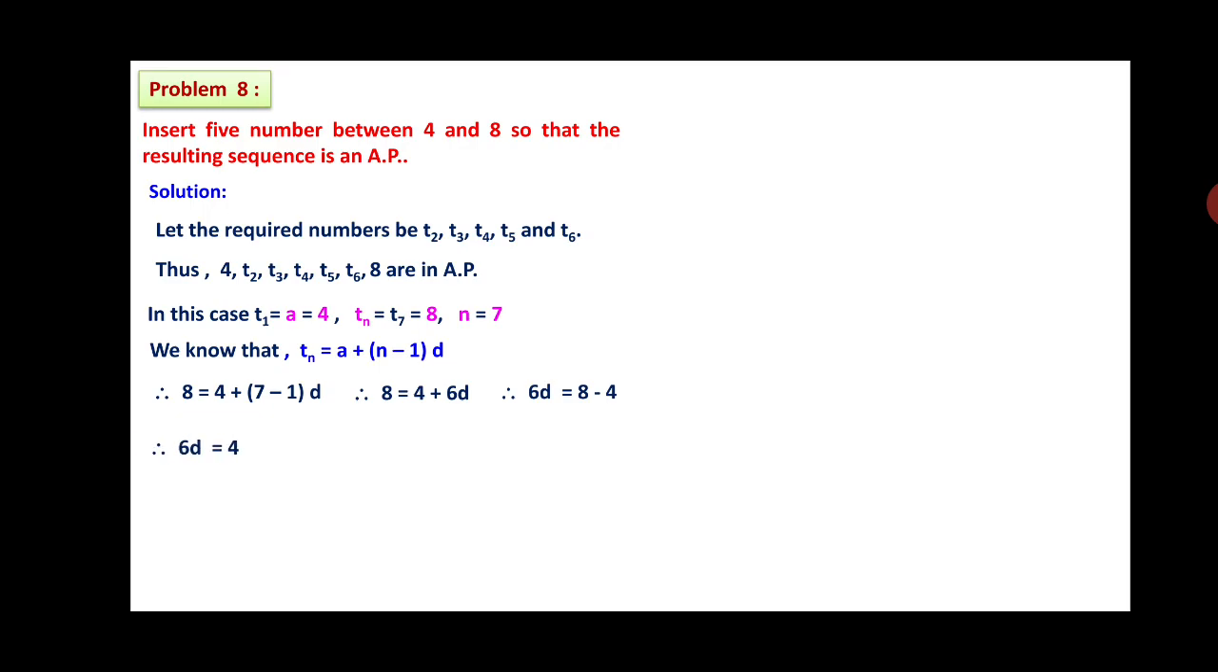Therefore 6D is equal to 8 minus 4, which is 4. Therefore D is equal to 4 upon 6, so we get D is equal to 2 upon 3. Friends, now we'll find out the terms T2, T3, T4, T5 and T6.